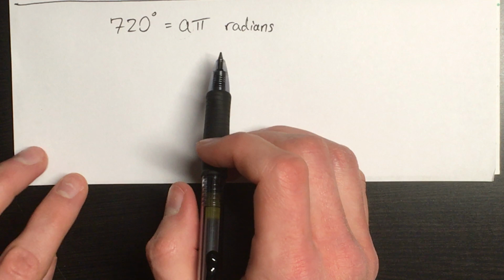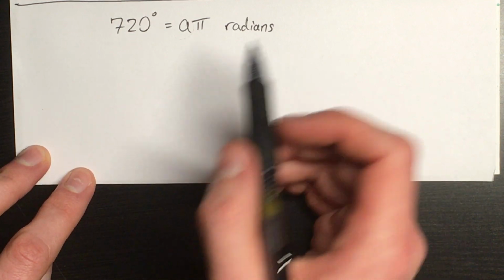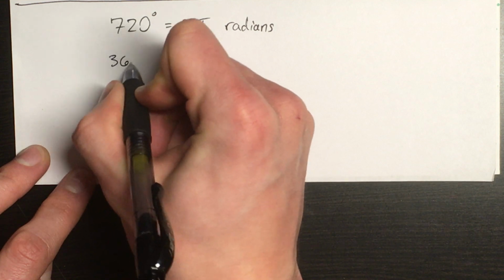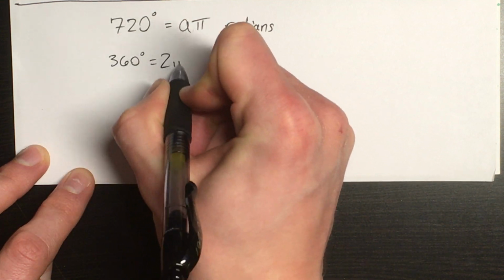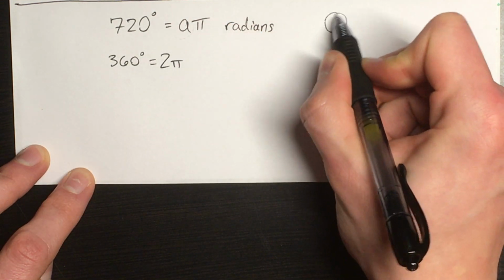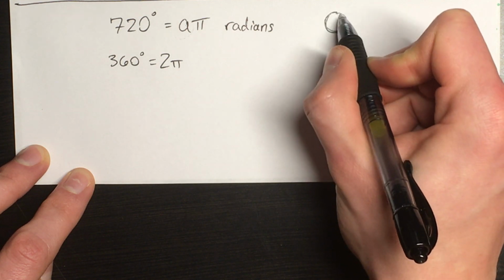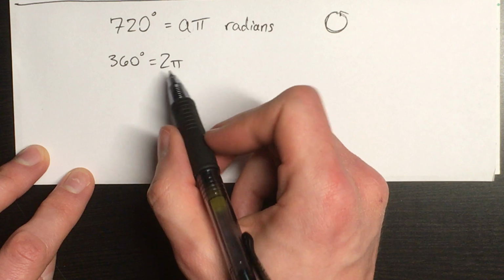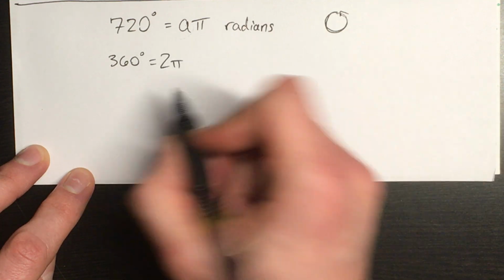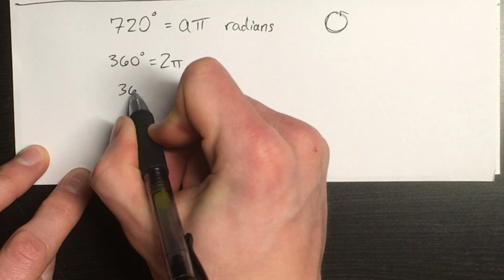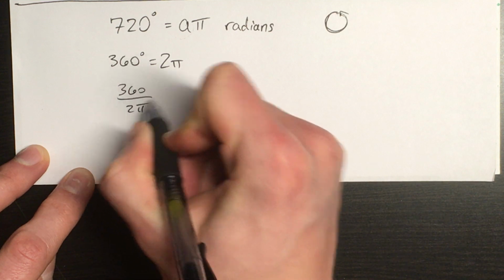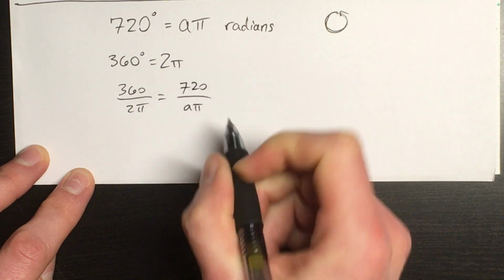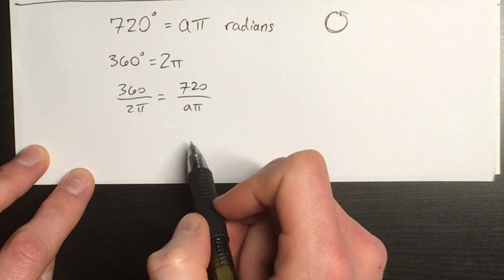So the main thing here, there's two ways to do it, but basically if you just recall that in radians, 360 degrees is actually equal to 2 pi. So if you have a circle, if you go all the way around, that's 360 degrees, and in radians, that's 2 pi. So from here you can set up a proportion: 360 to 2 pi is 720 to a pi.